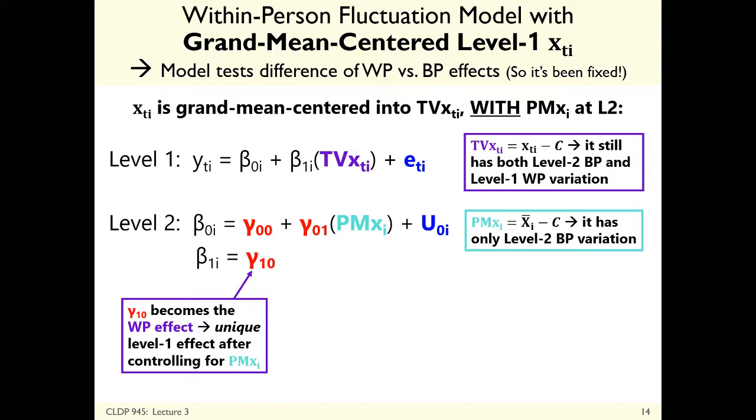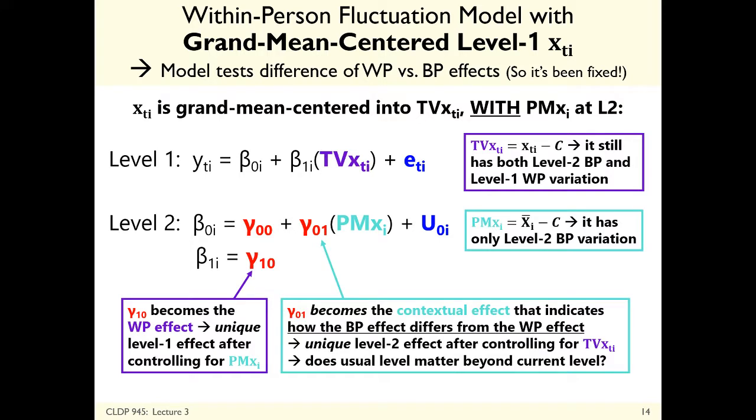Now, what person mean X's effect becomes is the contextual effect. And it's going back to the idea of a unique effect. Time-varying X has level 2 between in it. Person mean X has level 2 between in it. So these two things are competing against each other. Therefore, the effect of person mean X, gamma 01, has to become the extra effect of the person that's not already implied by the time-varying X being in the model.